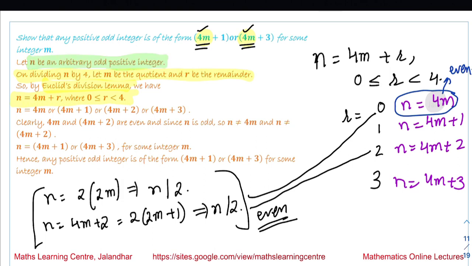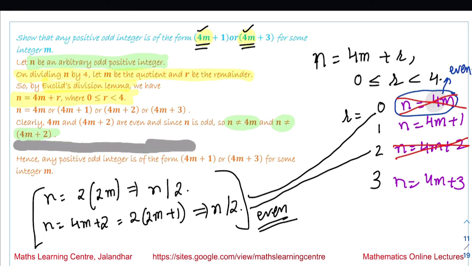It means these two cases are not possible. So we are saying n is not equal to 4m, and n is not equal to 4m plus 2. So what we are left with here is that n is equal to 4m plus 1 or 4m plus 3 for some integer m. So we are saying any positive odd integer is of the form 4m plus 1 or 4m plus 3 for some integer m.